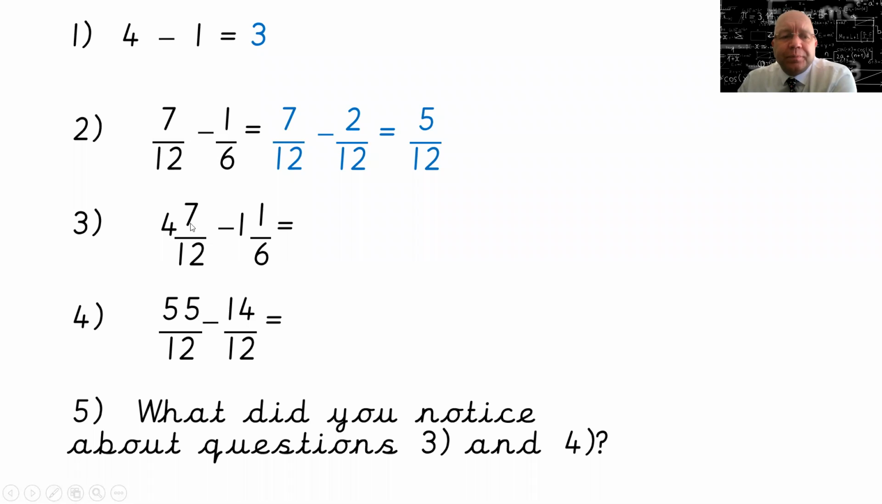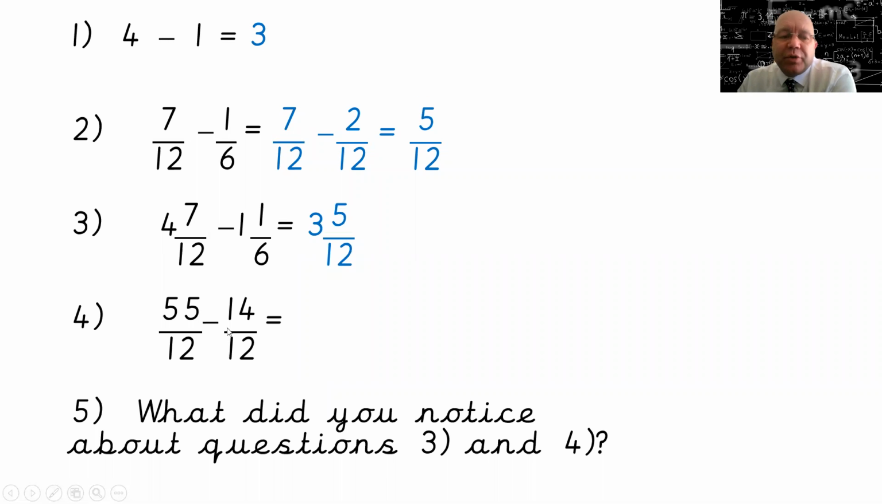Now, 3 and 4. 3, we've got a mixed number. 4, we've got improper fractions. So let's see which we are happier with. Well, for 3, let's start with the whole numbers. 4 take away 1 is 3. And then we've got 7/12 take away 2/12, because that's the same as 1/6. So 7 take away 2 is 5/12. So 3 and 5/12.